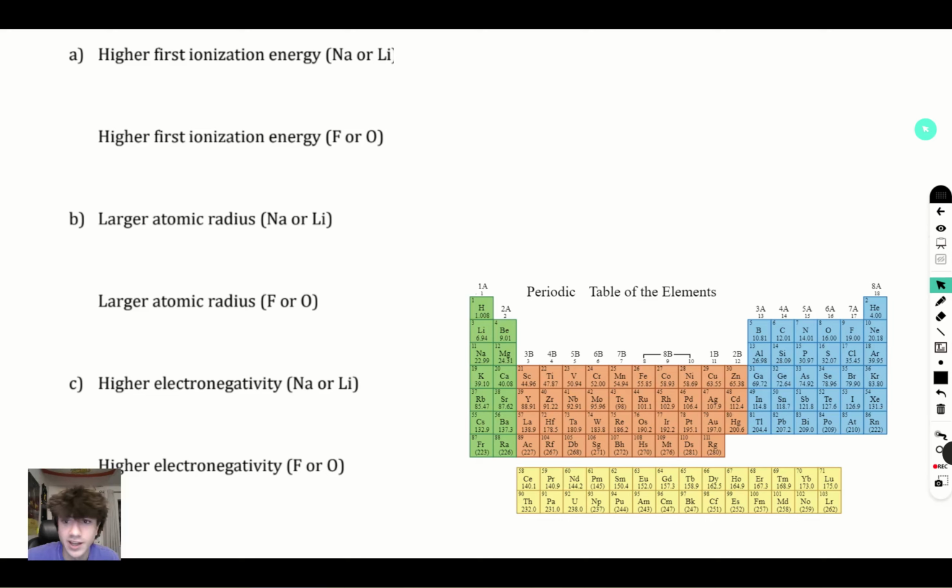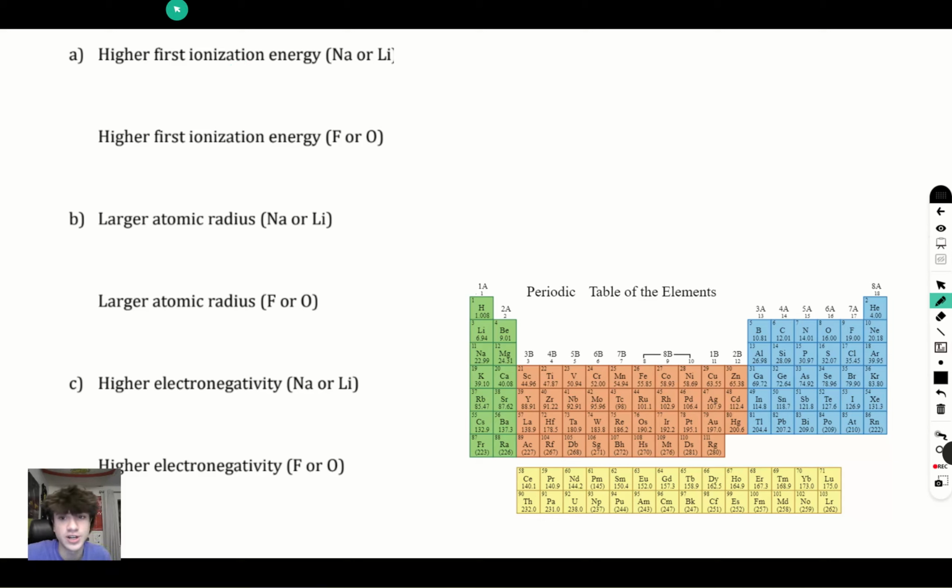Today we're taking a look at 1.7 and 1.8. These are both short topics, so we're going to cover them both in one video. So let's get started. Part A asks us to find the highest ionization energy.